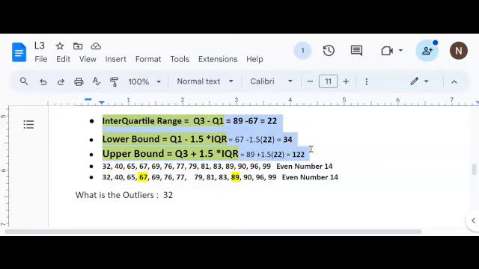Okay, so how can I know the outliers? We have to follow these steps. First, we find the interquartile range, and then find the lower boundary and the upper boundary. And then anything before the lower boundary, it's what? Outliers.